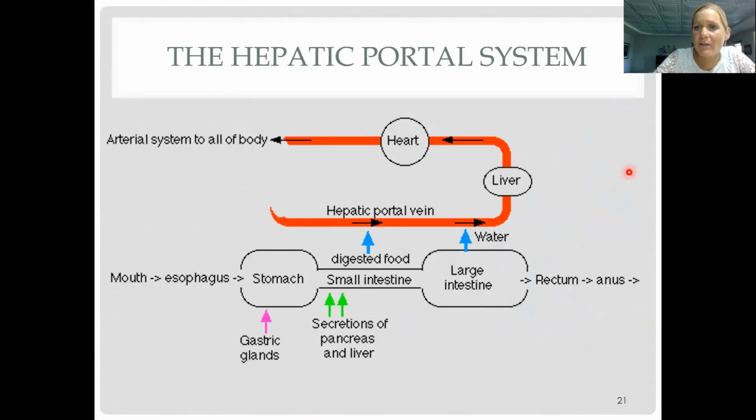A little bit more information about what the hepatic portal system looks like. Here you can see the small intestines, and we're breaking down those foods. We're ready to absorb them. So those food particles are going to move from the small intestines into this hepatic portal system. The hepatic portal system will then carry those food molecules to the liver where they can be processed. Once they're processed in the liver, they will travel to the heart. And then the heart will utilize its pump mechanism to send those nutrients to all of the body.